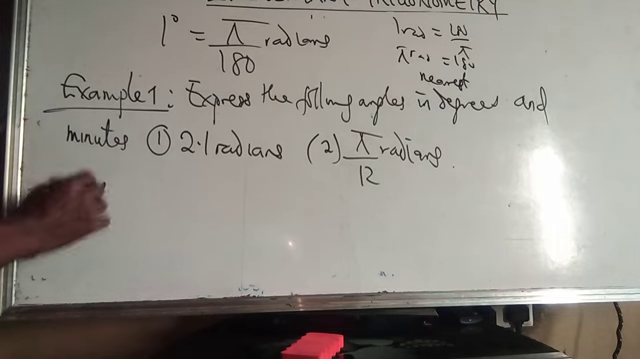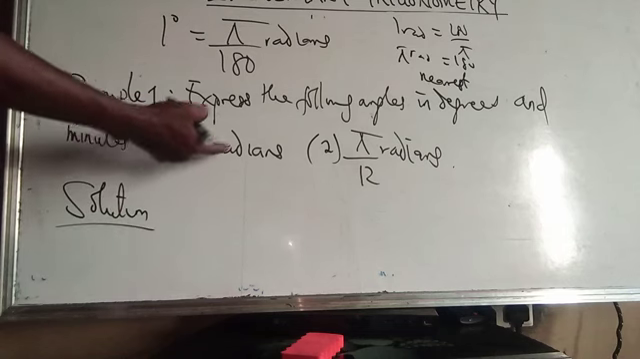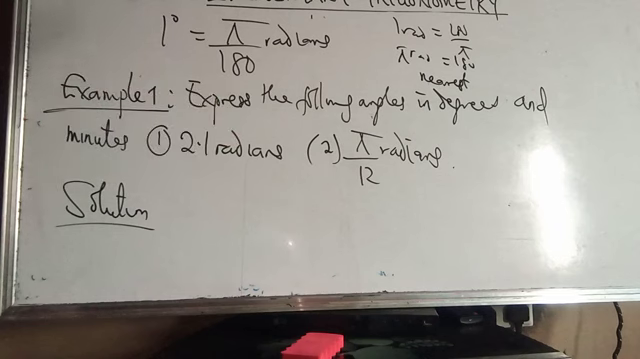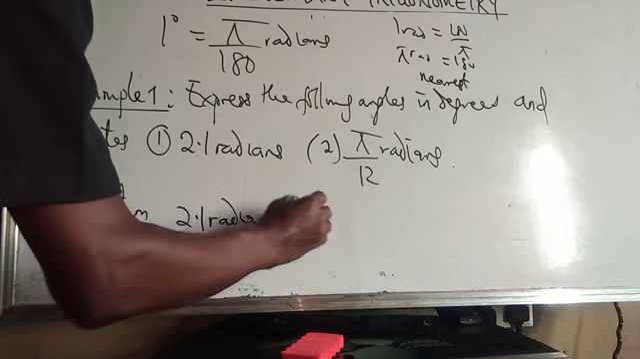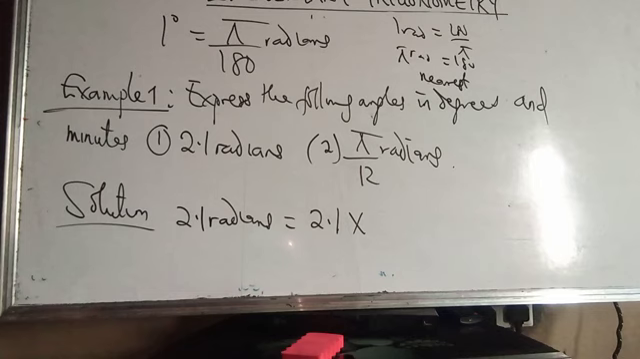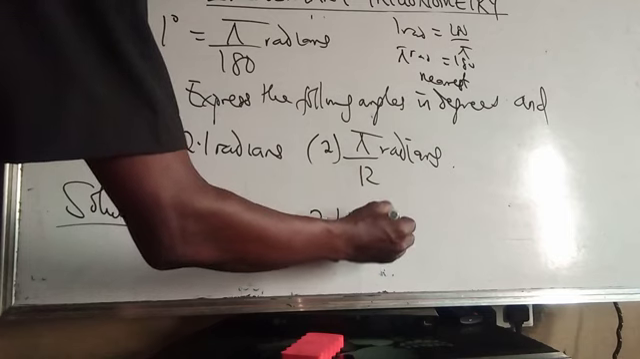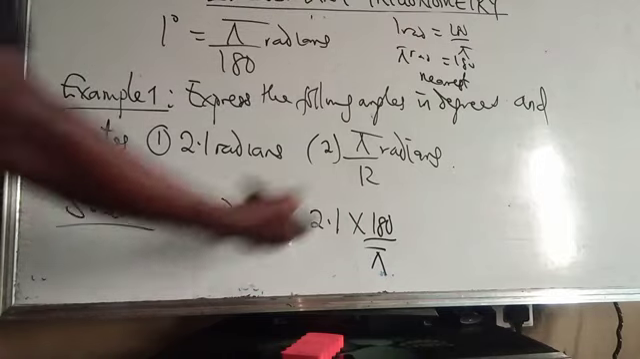Solution. We can see that this one is already in radians, and we want to convert it to degrees. So, how many degrees is equal to a given value in radians? We know that 1 radian is equal to 180 degree all over pi. So 2.1 radians will be 2.1 times 180 degree all over pi. If 1 radian is 180 degree all over pi, 2.1 of it will be 2.1 times that.